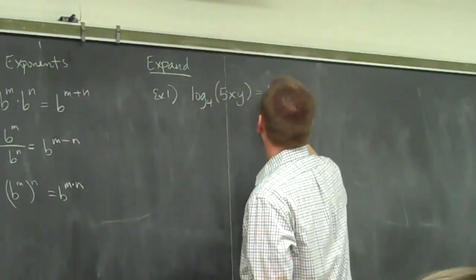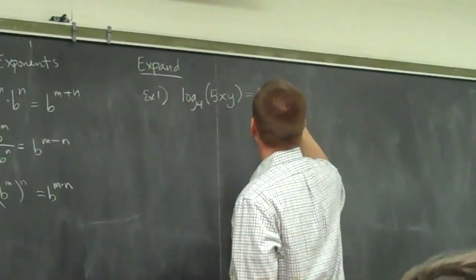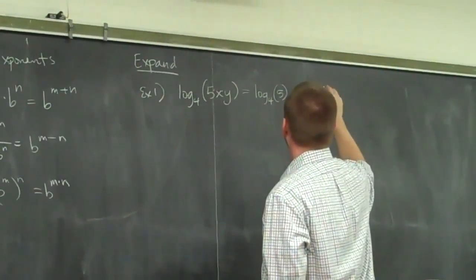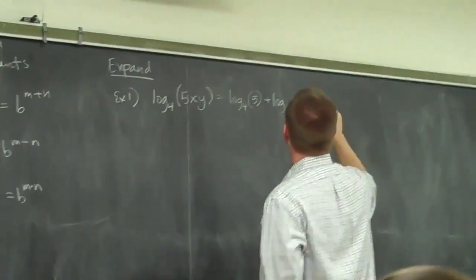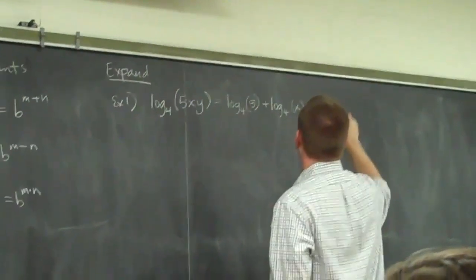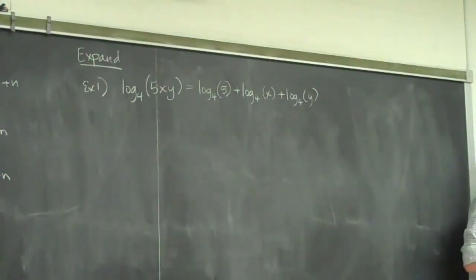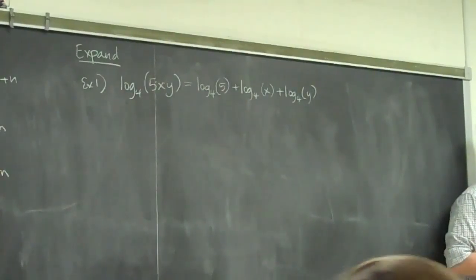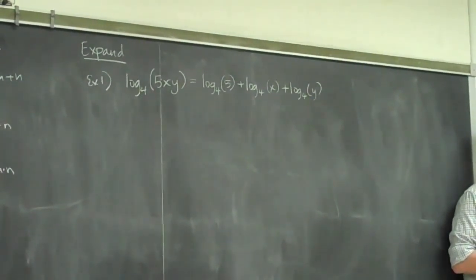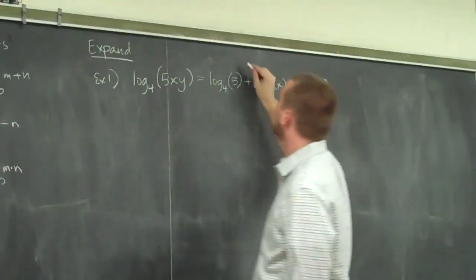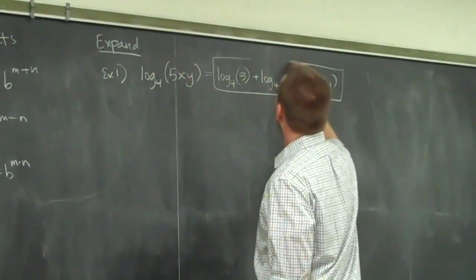This would be the log base 4 of 5 plus the log base 4 of x plus the log base 4 of y. And that's it. Simple enough? Okay. Anything that was multiplication inside the log turned into addition of individual logs. Okay?